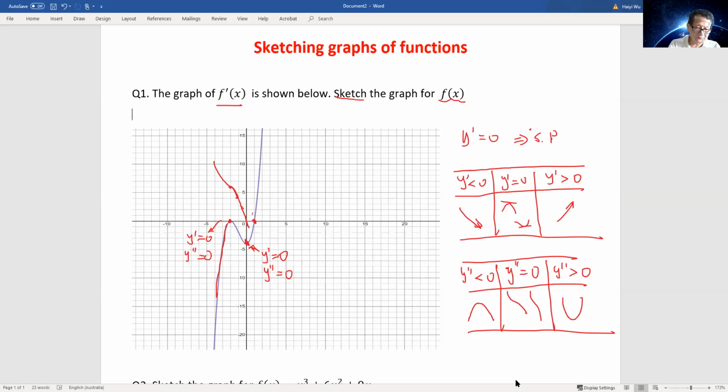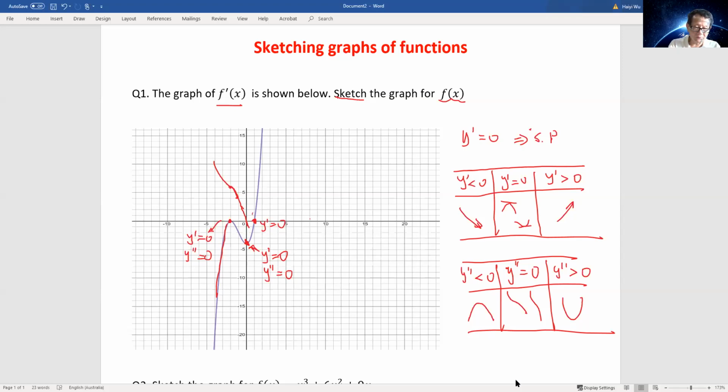Then the third one, this is y', the first derivative, equal to 0. So this one must be either concave down or concave up, or even a maximum. Now, what to do, whether it's concave up or concave down.